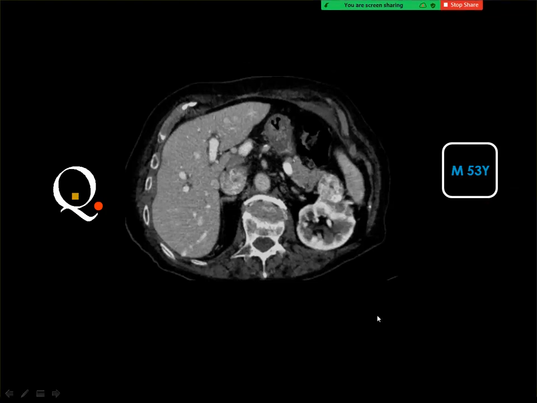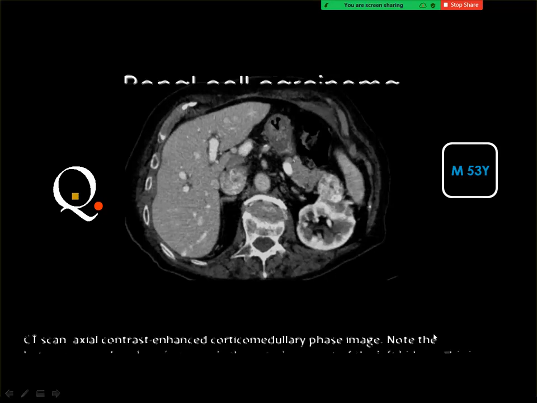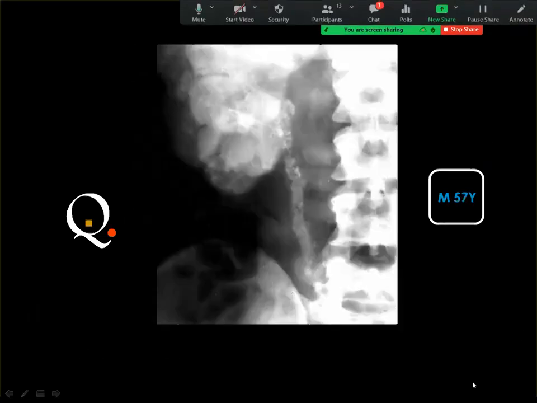Yes, this is renal cell carcinoma on the left side, and you get a solid enhancing mass projecting from the anterior aspect of the kidney, diagnostic of renal cell carcinoma. Next case.